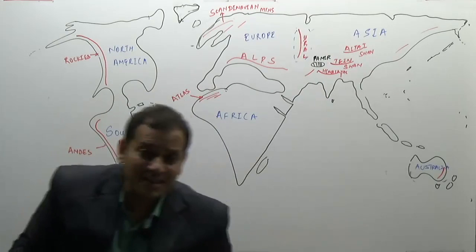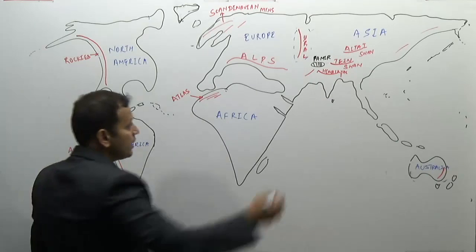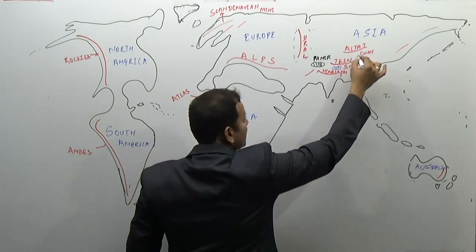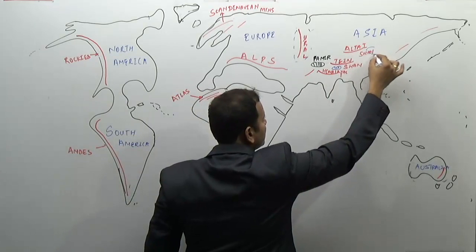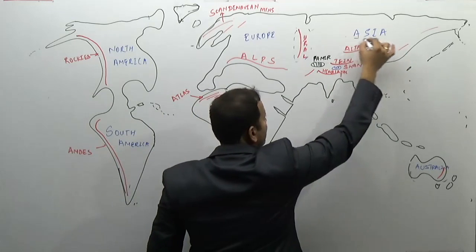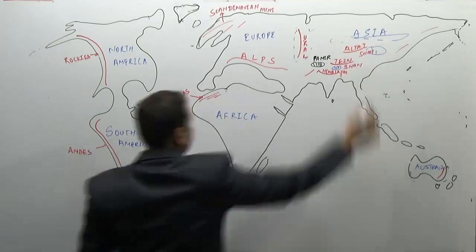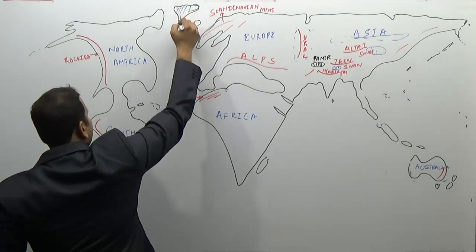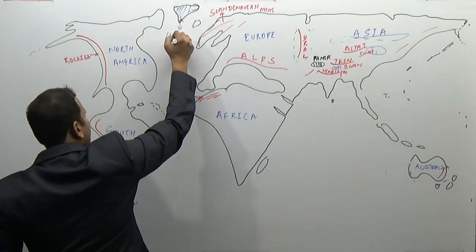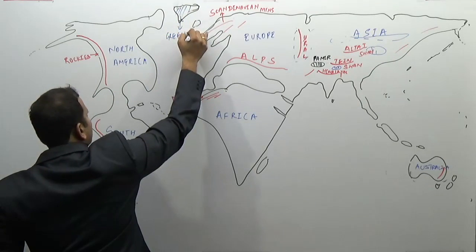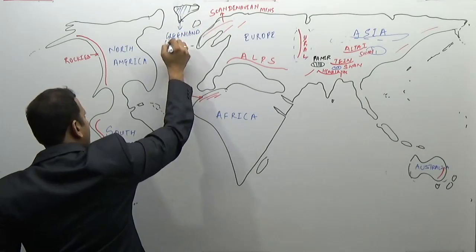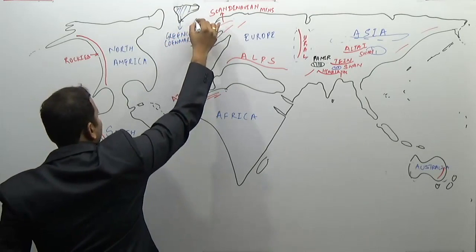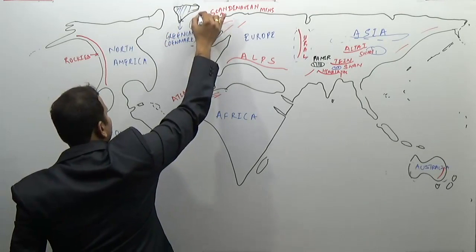In between there are some of the important plateaus. For example, here there is a Tibetan Plateau region. Here there is a Gobi Desert region. This is a Siberian Plateau region in Russia. This part is Greenland, which is a part of Denmark. This country is known as Iceland.